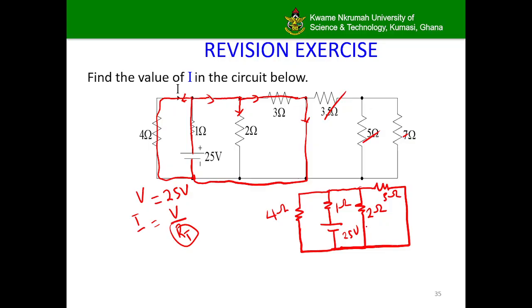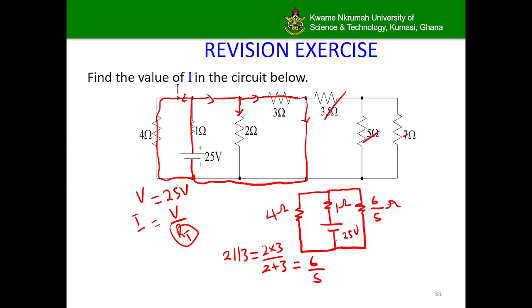Now we can find the total resistance or effective resistance of the circuit. To find the effective resistance of the circuit, we identify resistors in parallel and in series. We can clearly see from this circuit that 2 is in parallel with 3. 2 parallel with 3 gives us 2 times 3 over 2 plus 3, which results to be 6 over 5. And so this part of the circuit becomes 6 over 5 ohms.